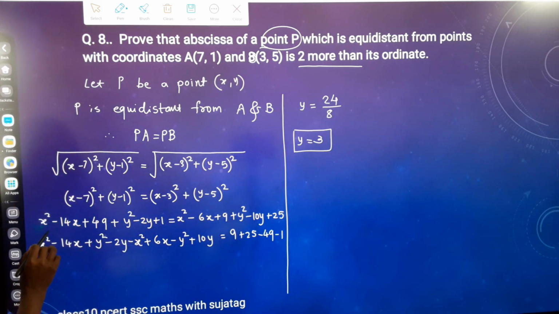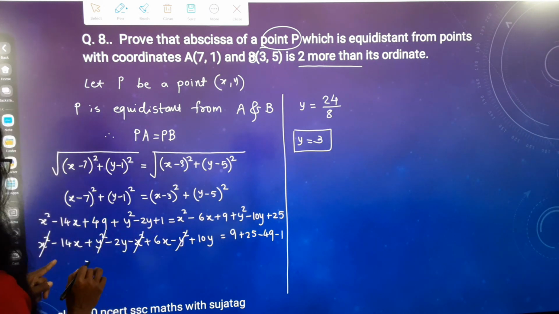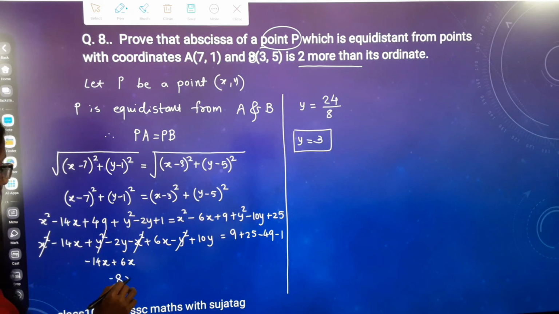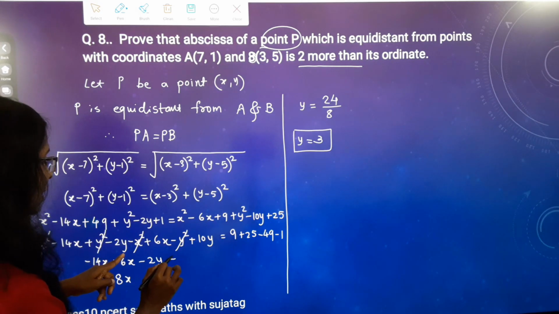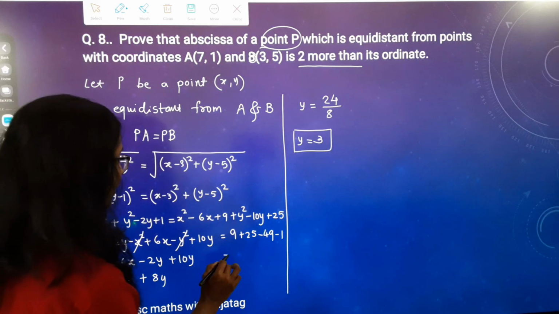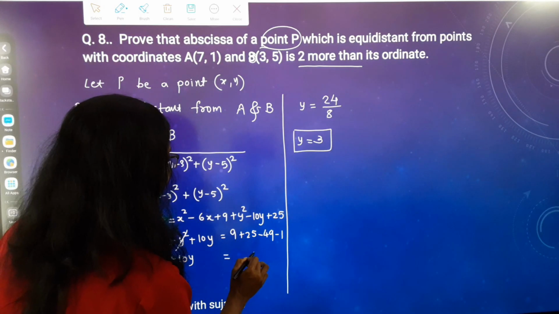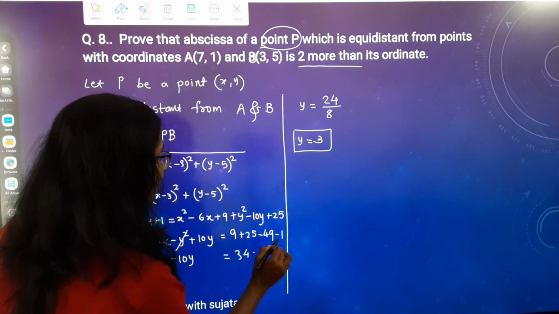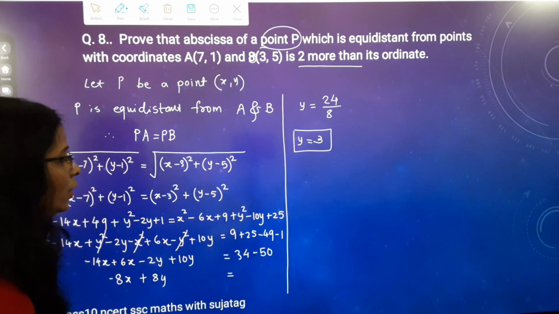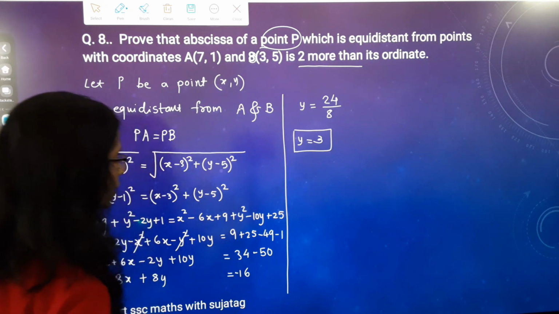Now, students, x square minus x square cancels out, y square minus y square cancels out. Now minus 14x plus 6x, that means minus 8x. Then minus 2y plus 10y, that means plus 8y. And here 9 plus 25 is 34, and minus 49 minus 1 is minus 50, which is equal to minus 16.